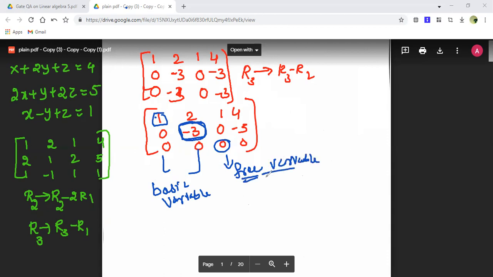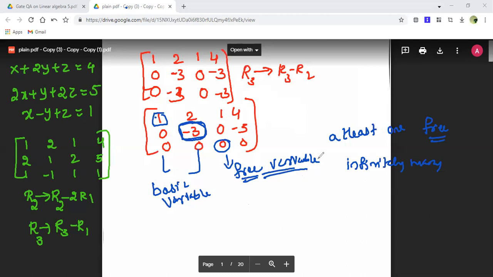And if you know the theorem, in any given system of equations, when you are solving it by using the echelon form or row reduced echelon form, if you come across at least one free variable, guys, then that particular system has infinitely many solutions. If it has only basic variables, then it has a unique solution. If there is no free variable, if there are only basic variables, meaning each column is a pivot column, then it has a unique solution.